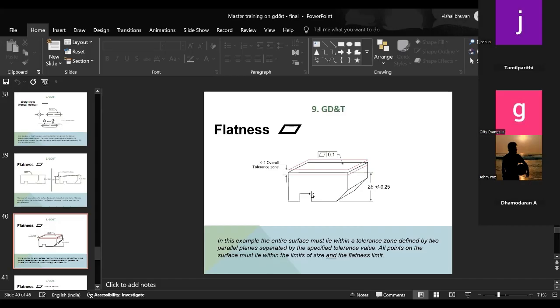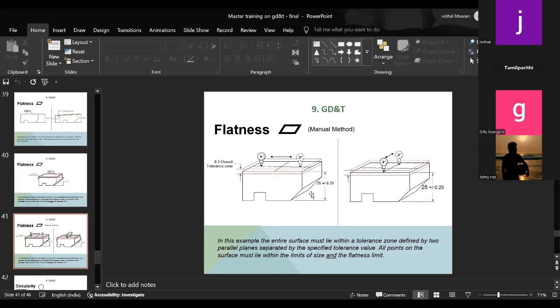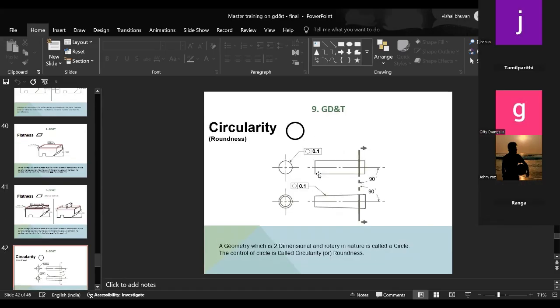So the tolerance here will be acting as two parallel planes. This is the manual method. The dial gauge will be moved in two linear directions. So the reading will be noted. In straightness, it will cover only one linear direction. Here, it will cover two linear directions of waviness.